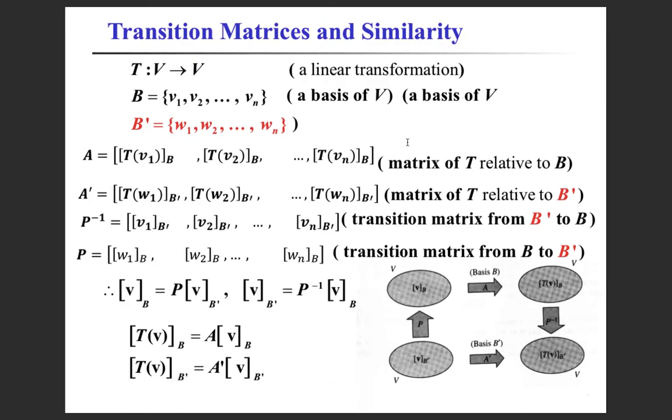Now transition matrices and similarity. Let T be a linear transformation from a vector space V to a vector space V. Let B equal to {V1, V2, ..., Vn} be a basis for V and B dash equal to {W1, W2, ..., Wn}.